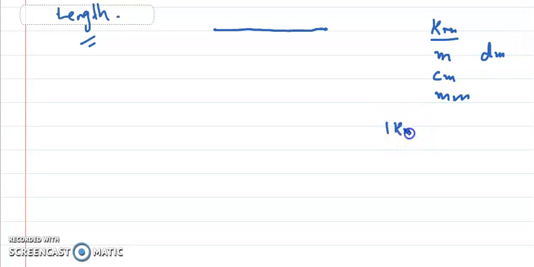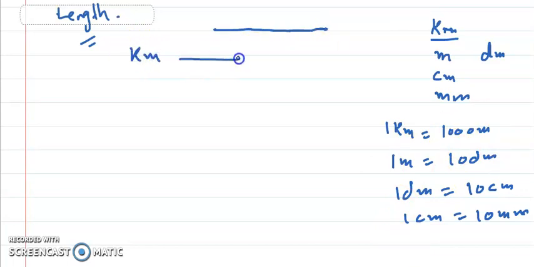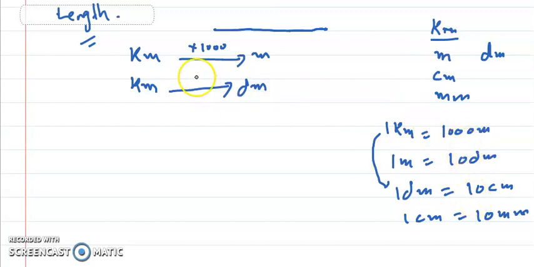In 1 kilometer there are 1000 meters, and in 1 meter there are 10 decimeters, and in 1 decimeter there are 10 centimeters, and in 1 centimeter there are 10 millimeters. So whenever we need to change from kilometer to meter, we need to multiply with 1000. And if we are changing from kilometer to decimeter, then we need to multiply with 10,000.